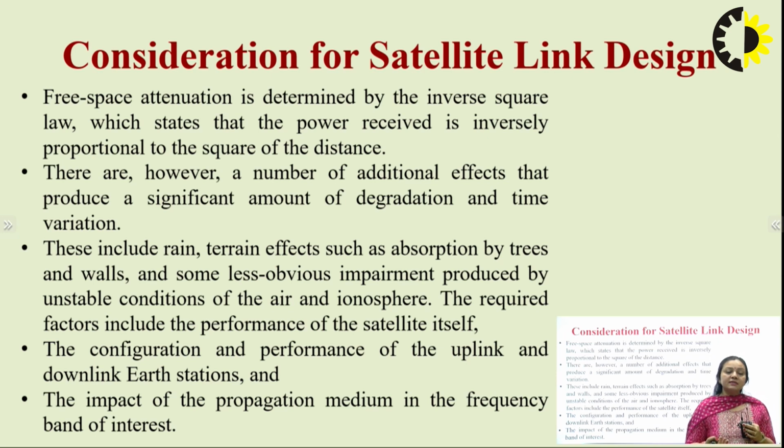Then we can have the consideration of the additional effects that produce a significant amount of degradation and time variation. These majorly include rain, terrain effects such as absorption by trees, foliage, and some less obvious impairment produced by unstable conditions of the air and ionosphere. The factors also include the performance of the satellite itself, because there can be losses associated with the satellite receiving antenna. The configuration and performance of the uplink and downlink earth station is another factor, and the impact of the propagation medium in the frequency band of interest, whichever band you have chosen. So what impact does that have on the propagation medium.